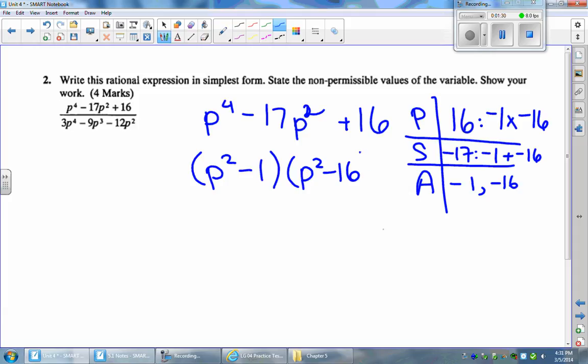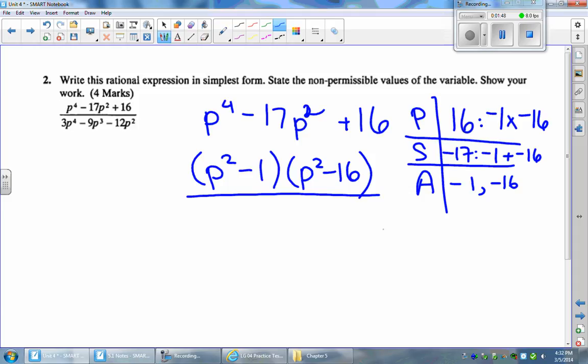So the only thing you're doing different here from a normal PSA question is you're putting a p squared instead of a p into your factored form. And if you want to test it out, you can work backwards and you'll notice that you'll get back to your original polynomial. Alright, so those are my factors in my numerator.